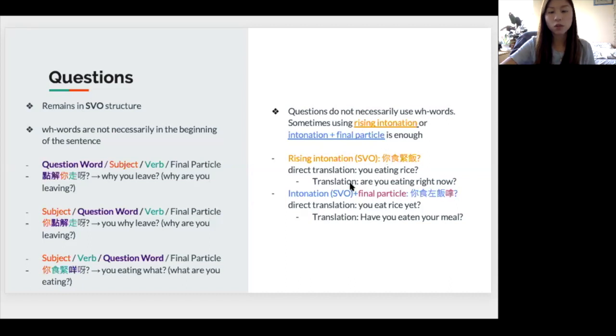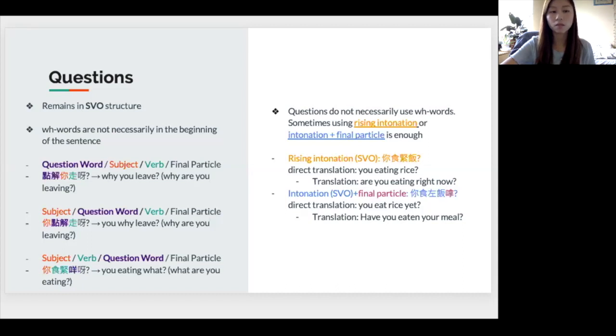SVO structure with intonation and final particle might sound like this. 你食咗飯啦? La is the final particle in here. Noted that the intonation of this example is not rising. The final particle determines if this is a question or a statement. For Cantonese-influenced English, rising intonation in questions might not be used since it is not a fixed rule for questions in Cantonese.